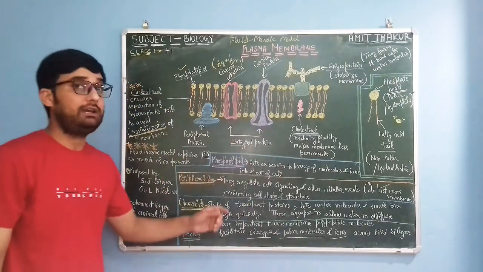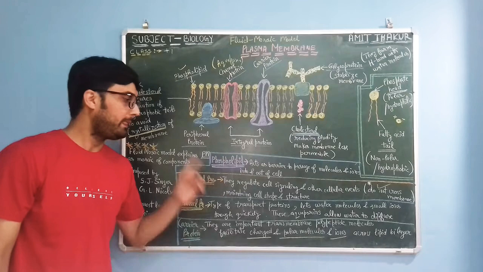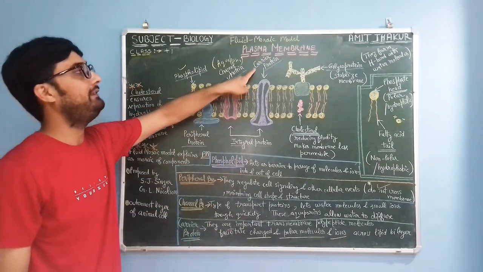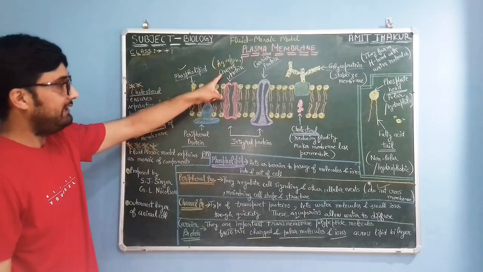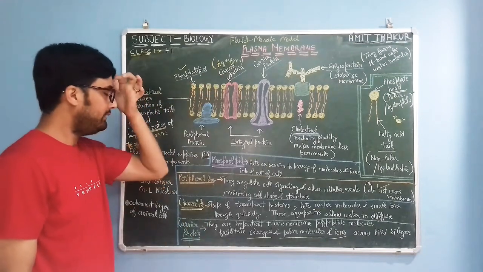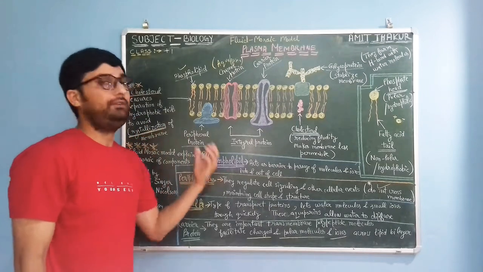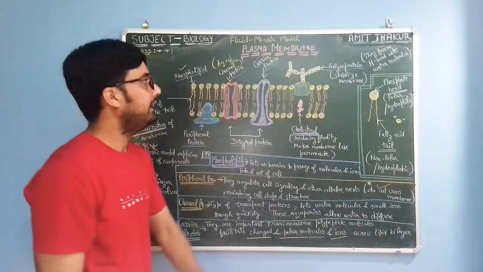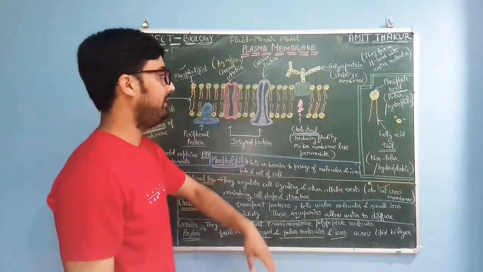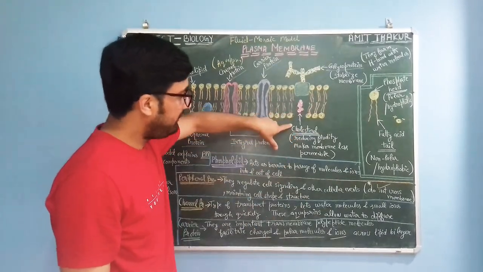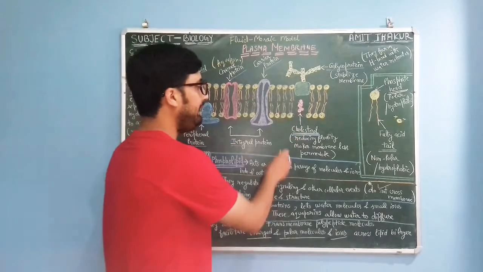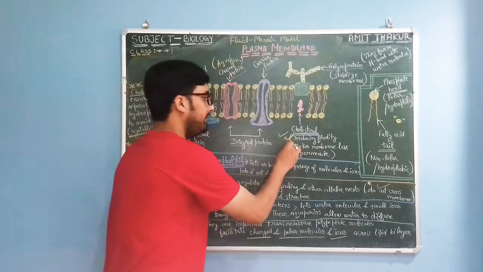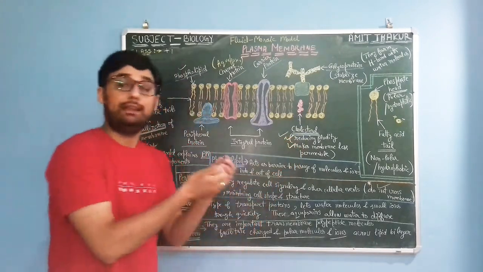That means charged and polar molecules and ions specifically are facilitated by these carrier proteins. These channel proteins are specific for the passage of water molecules especially, and these glycoproteins stabilize the membrane. This cholesterol which is present over here actually reduces the fluidity. It makes the membrane less permeable.